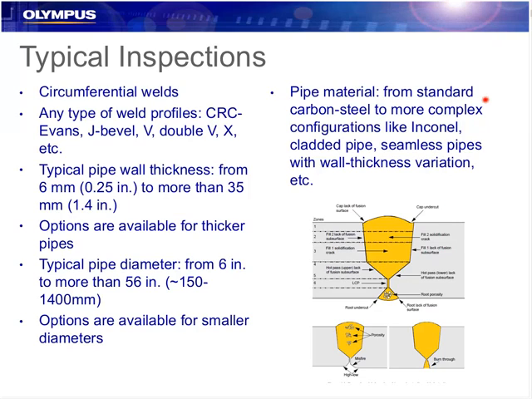Pipe materials, carbon steel by far is the largest standard, but it can be adapted to Inconel, cladded pipe, seamless pipe, pipes with wall thickness variations, which we'll look at a little bit later. We just have to maybe alter the technique again. Some of these austenitic type materials or ones with cladding often don't propagate well with shear waves or don't get reflections back, so we can do some special things there. We just have to look at each case individually.